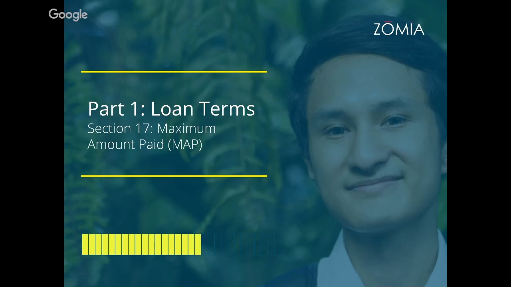A visual way to see how flat interest works on Zomia loans is by looking at the maximum amount paid, or MAP as we call it. And this is in your contract. What we're going to do is review the same example, the $1,000 example. But if you want, you can actually see what the real amounts for you are in your own contract. So if you have your contract in front of you, go to that page.